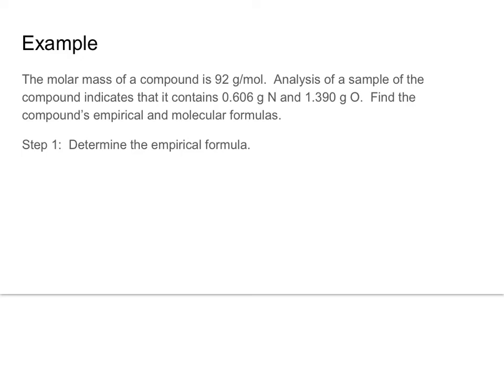In this example, it tells us the molar mass of the compound is 92 grams per mole. Again, this is that experimental value that was probably determined by synthesizing this compound in lab. It says analysis of a sample of the compound indicates that it contains 0.606 grams of nitrogen and 1.390 grams of oxygen. We need to determine both the compound's empirical and molecular formulas. So if we think back to how we determine the empirical formula, we're going to take the masses that are given and first convert them into moles.